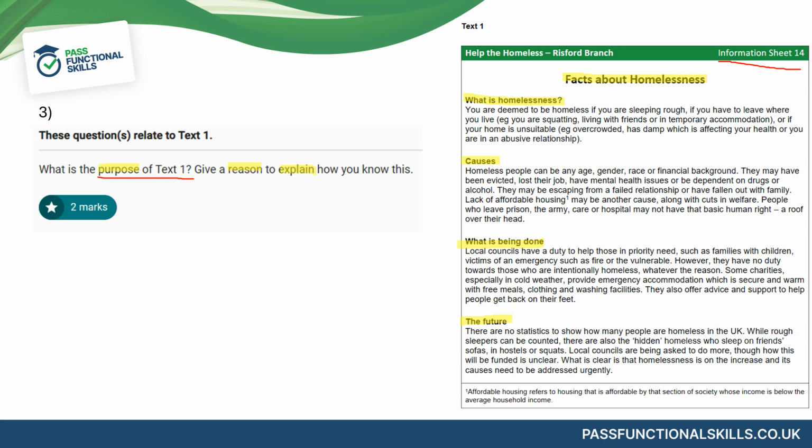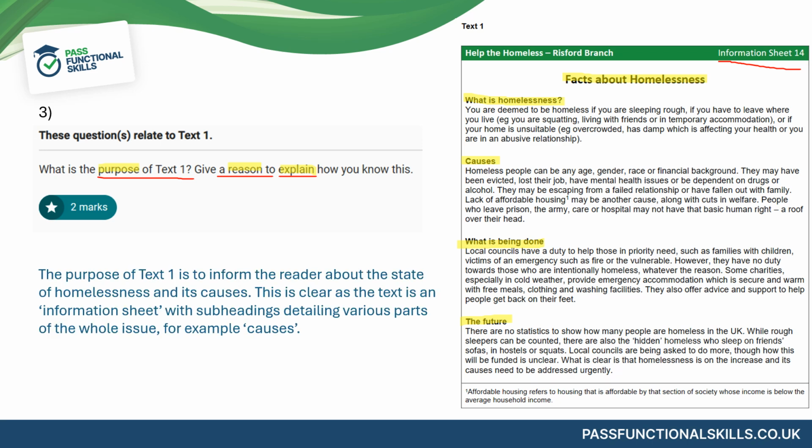Then for our second mark, we need to give a reason to explain how we know this. So in other words, work backwards. Tell the examiner how you worked out the purpose. So here we could say the heading tells us that it's to give us facts about homelessness. It tells us that it's an information sheet, and also within each paragraph we've got lots of facts about various aspects of homelessness.